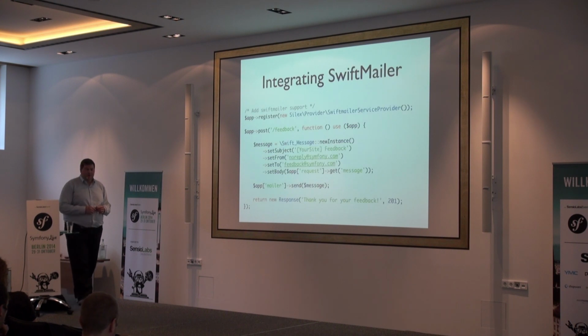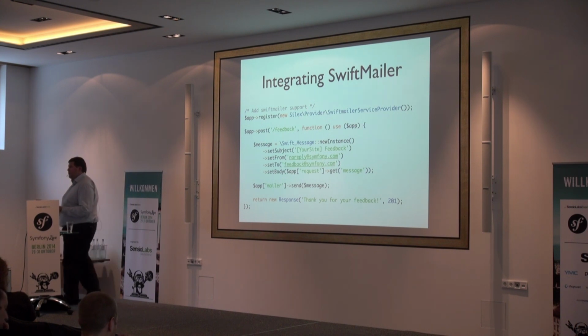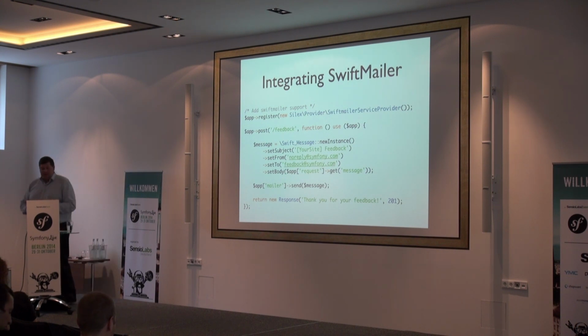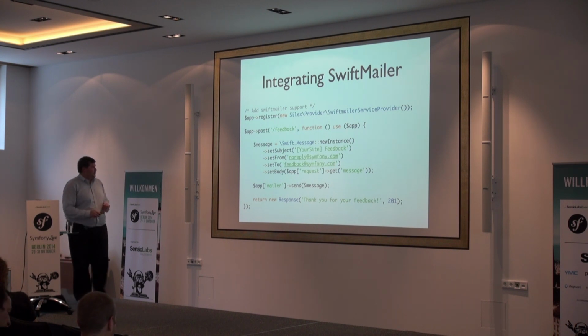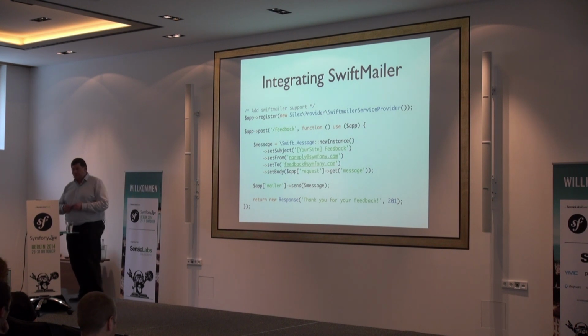And the same goes for SwiftMailer. So here we can register a new SwiftMailer service. If we want to post some feedback on a contact form, process the form, we can simply create a message using Swift message. Again, slightly out of date, but the basic idea stands. Call app mailer, send this message, and return a response: thank you for your feedback. So all these are quite similar.